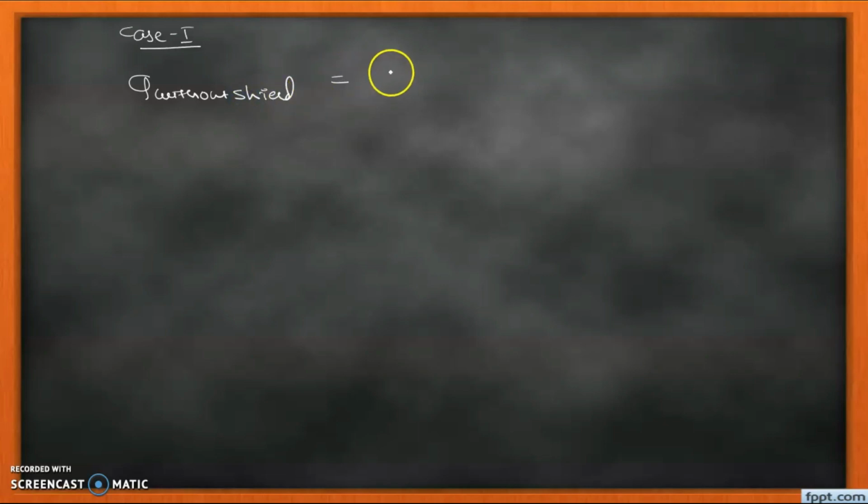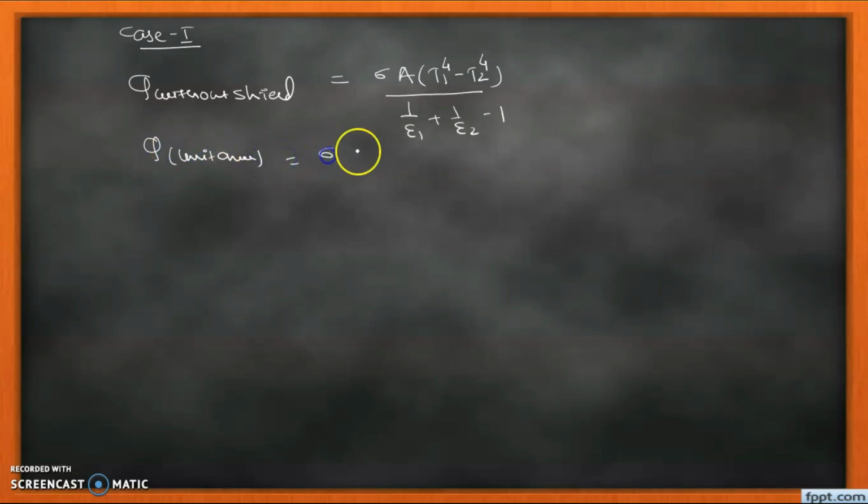The formula is sigma into A into T1 to the power 4 minus T2 to the power 4, divided by 1 upon emissivity 1 plus 1 upon emissivity 2 minus 1. Students, area is not given over here, so we need to calculate Q per unit area. So this becomes sigma into T1 to the power 4 minus T2 to the power 4, divided by 1 upon E1 plus 1 upon E2 minus 1. Now we put in the values.